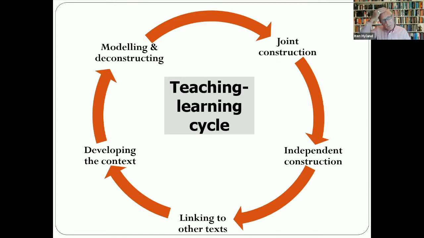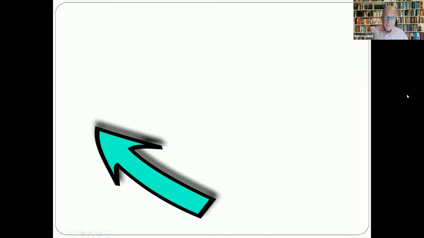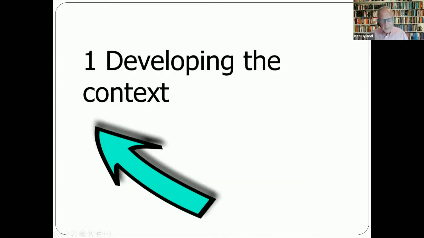You may have seen this before, but essentially the cycle helps us to plan classroom activities by showing genre learning as a series of linked stages which support learners towards understanding text. So the key stages, starting up here, is understanding the purpose of the genre and the context in which it's used.